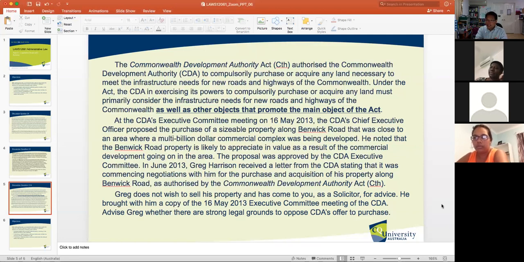So we make a distinction between an act which authorizes multiple purposes as opposed to an action of a decision maker where there is a purpose and the decision maker is acting on a different purpose not authorized by the Act, because in that case there will be a ground for an administrative review of the decision.